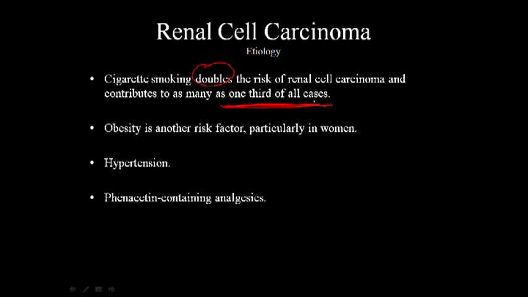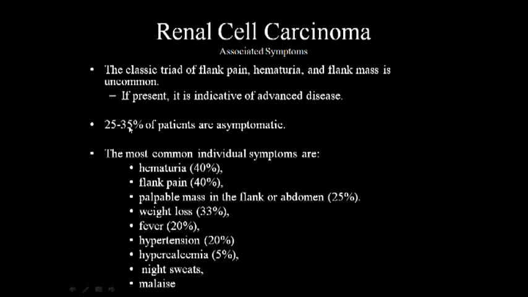Very interesting. Obesity is another risk factor, particularly in women. As we see in our culture, obesity has begun to take hold. And so it's not uncommon that we're probably going to see an increase in renal cell carcinoma simply because of this. Hypertension for unknown reasons, and phenacetin-containing analgesics. And who knows? The list could actually go on longer than this, but we really don't understand everything that there is to know about renal cell carcinoma. And that's kind of the scary thing.